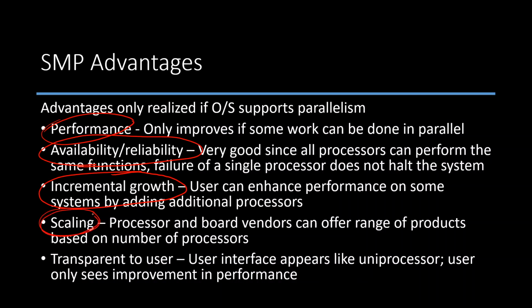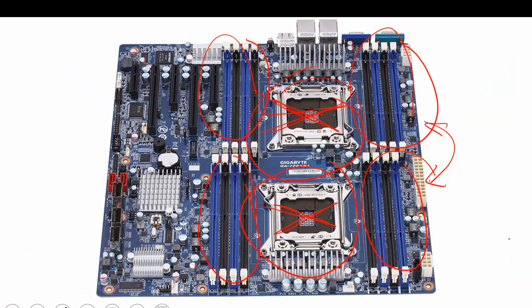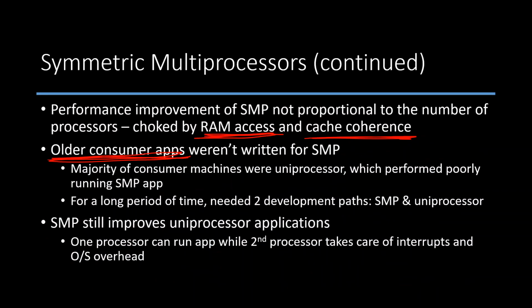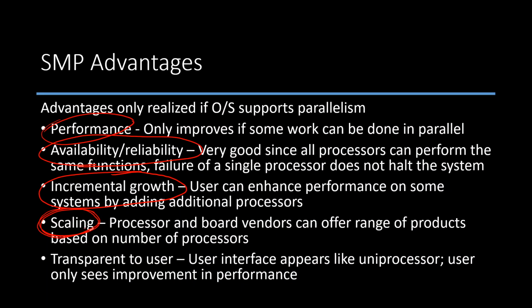Scaling is more along the lines of when I'm selling or purchasing these devices. If we go back to this processor board up here, I could buy the board with just a single core plugged in, still use the system, then add additional cores as I get more money. So that gives us the ability to scale in terms of purchasing.